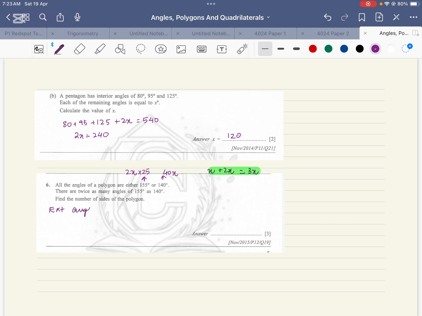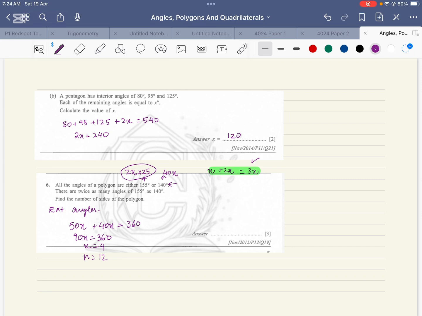For exterior angles, we know that the sum of all exterior angles is 360. So 2x multiplied by 25 is 50x, plus 40x is equal to 360. 90x is equal to 360. x is equal to 4. So we have 4 angles that are 140 and 8 angles which are 155. So the total number of sides n is equal to 3x, which is equal to 12.